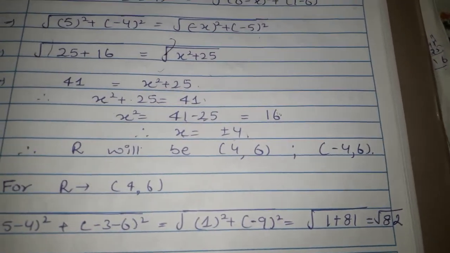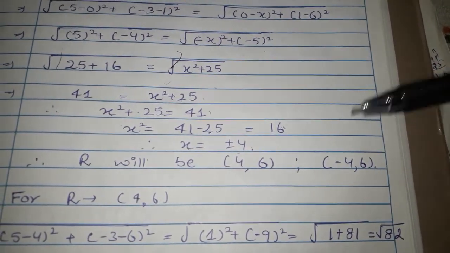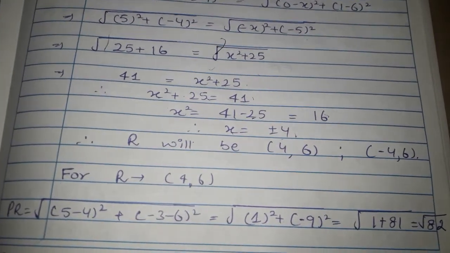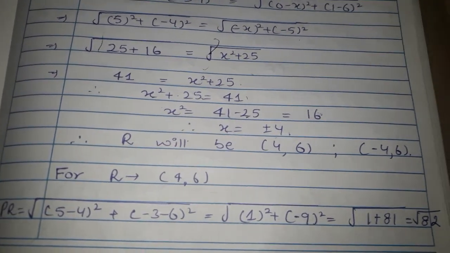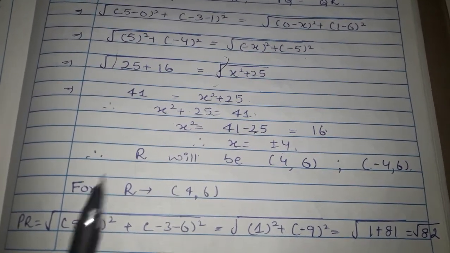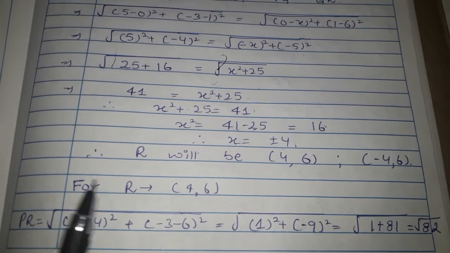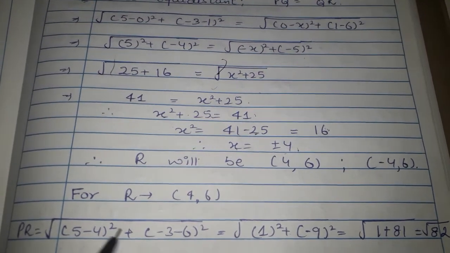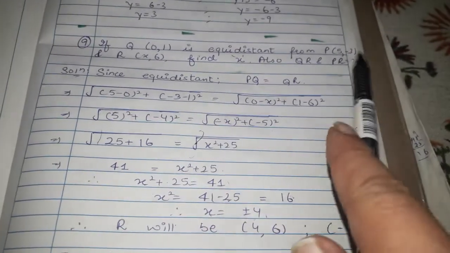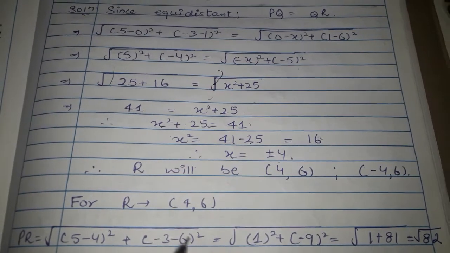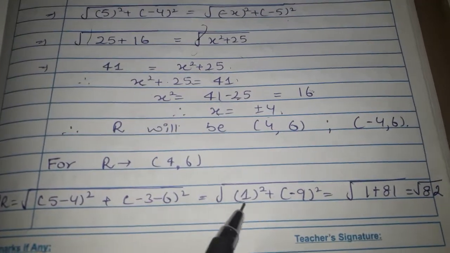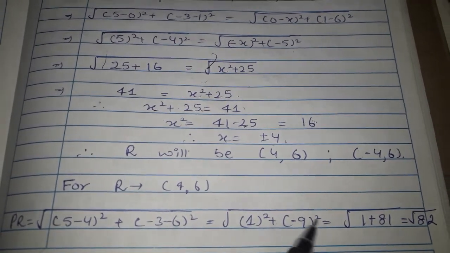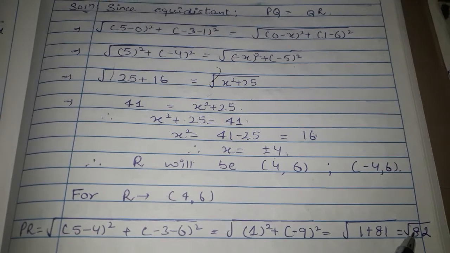So x will be plus minus 4 on taking the square root of this. So R will have two values, (4, 6) and (minus 4, 6). We will find out the values of PR and QR for both these points. First of all, for (4, 6), PR is equal to, since P is (5, minus 3), the square root of (5 minus 4) whole square plus (minus 3 minus 6) whole square. It will be 1 square plus (minus 9) square under root, that is 1 plus 81, the square root of 82.